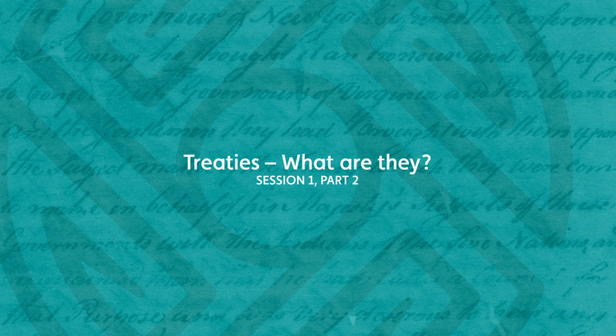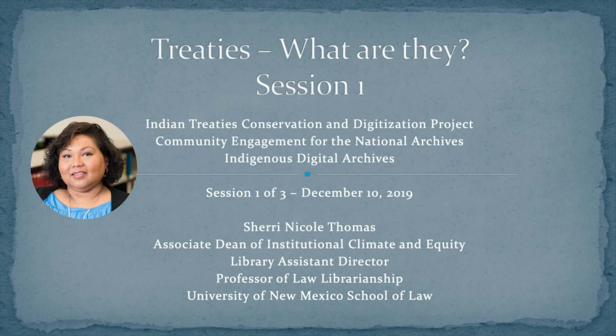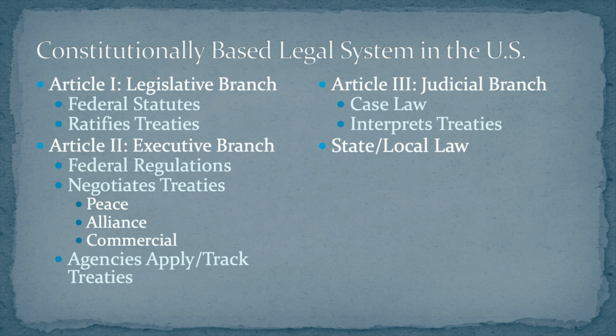I want to again lay a foundation to make sure that we're all on the same page about the legal system in the United States. So it is a constitutionally based legal system, right? You have Article 1 that creates the legislative branch, and we know that the legislative branch was created first because the founding fathers of the United States were just coming from under the tyranny of King George, and so they did not want one individual to have all of the power.